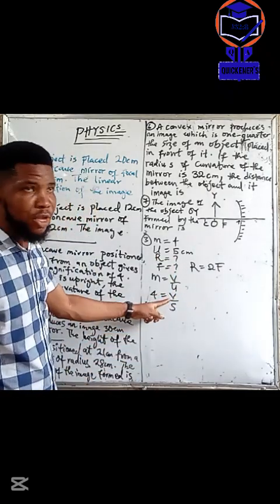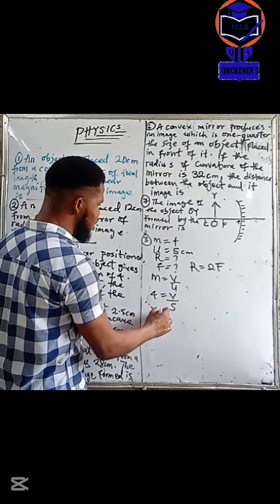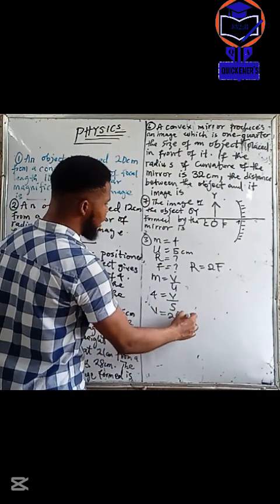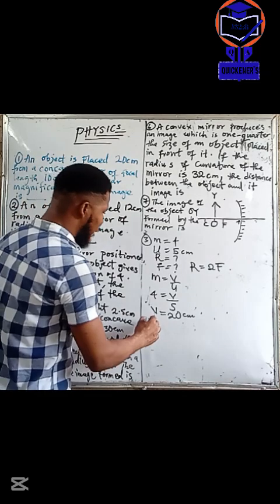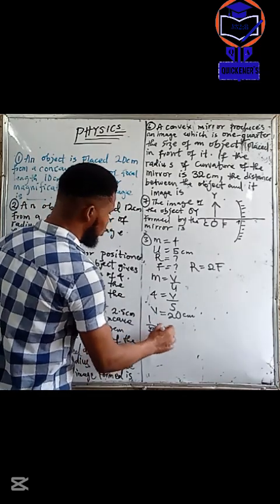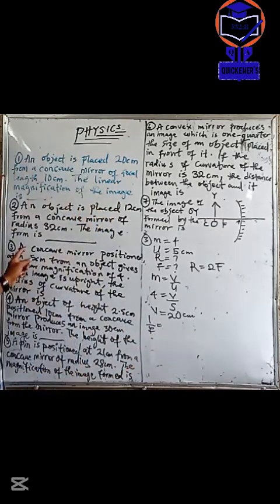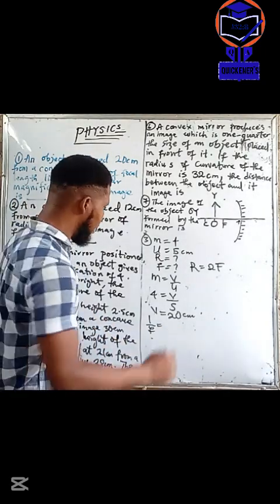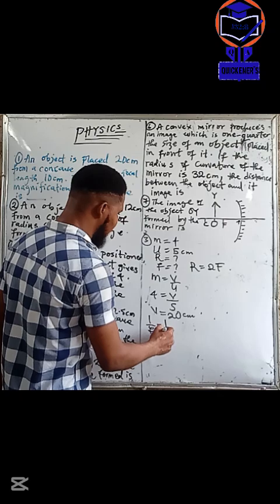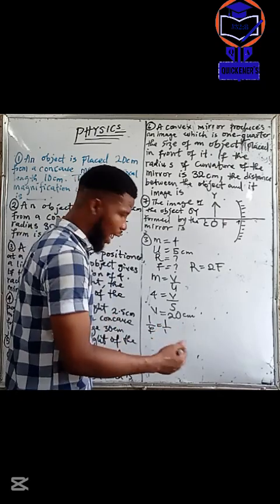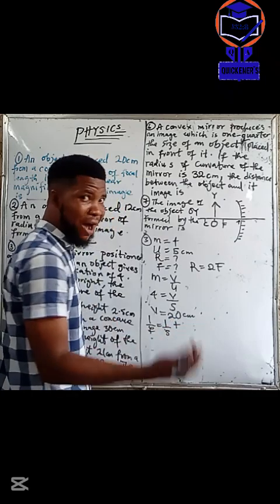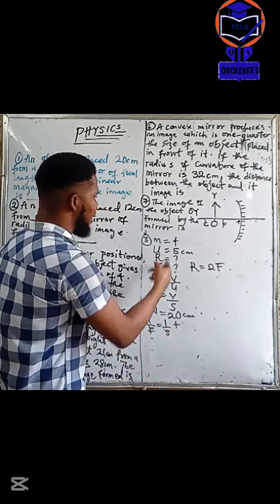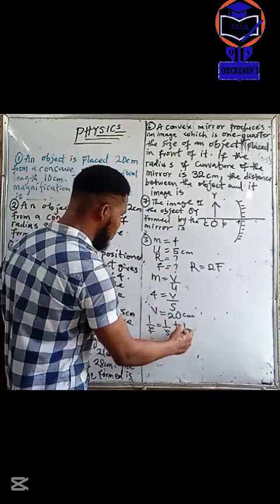We don't have the image, right? So cross multiply, and our image is 20 centimeters. So what will be our f? Remember this is a concave mirror, so everything is positive. 1 over f equals 1 over u plus 1 over v. What is our u? 5. What is our v? 20. So 1 over 5 plus 1 over 20.